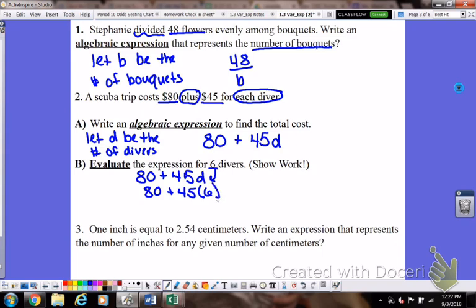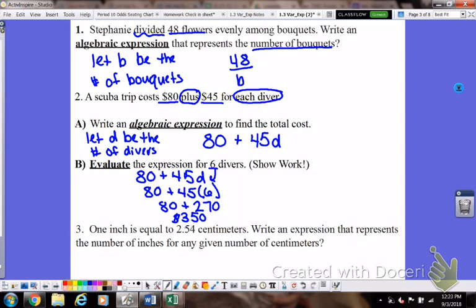Now we follow our order of operations. Multiplication comes first. 45 times 6 is 270. So 80 plus 270. We add those together, we get 350. We want to check our labels. We talk about cost, so we're going to label that with a dollar sign. So $350 for 6 divers.